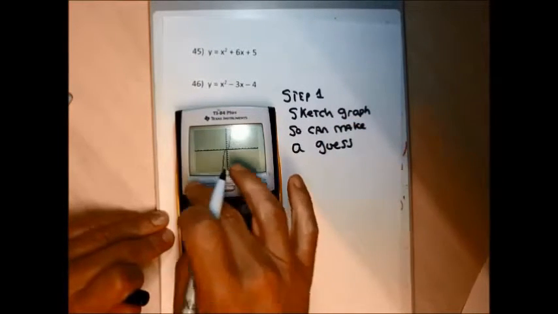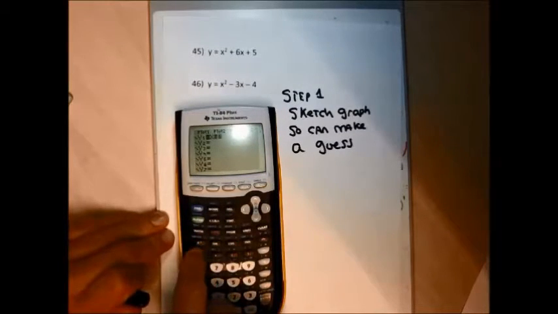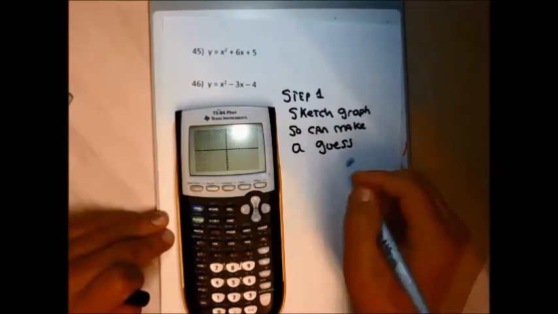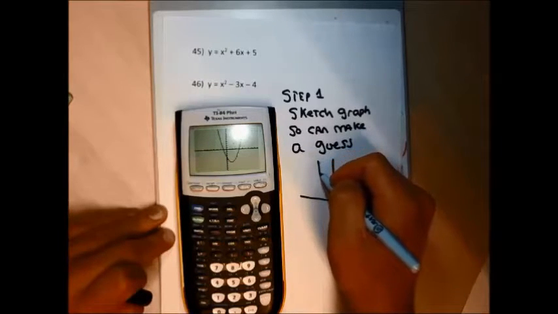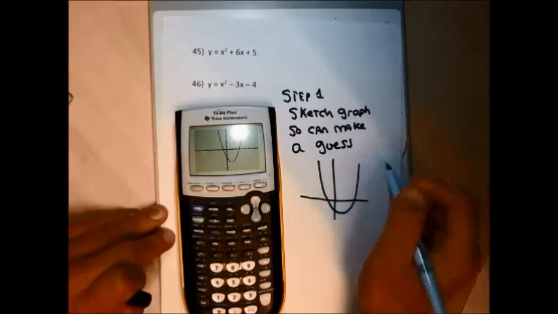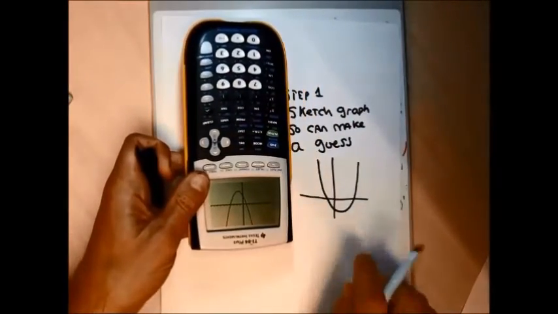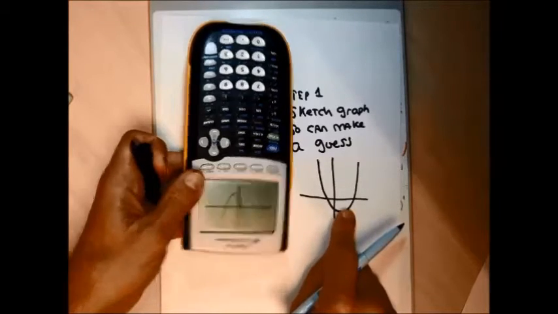And for this problem, I go y equals, clear, and then x, hit the x squared key, minus 3x minus 4, hit my graph key. Looks something like that. It's not going to look the same upside down as right side up, because upside down it points down, right side up it points up, so it doesn't have origin symmetry.